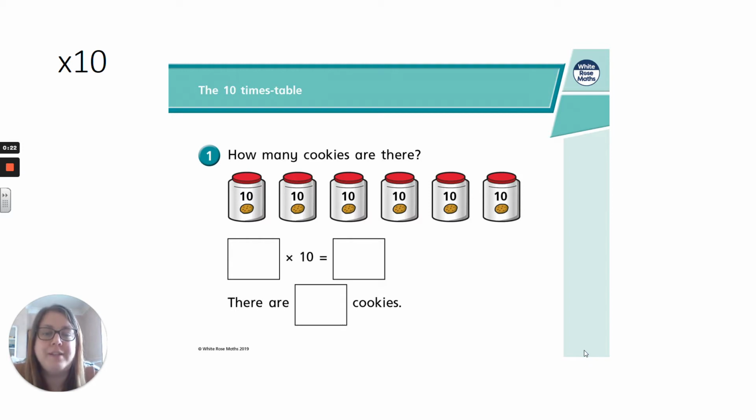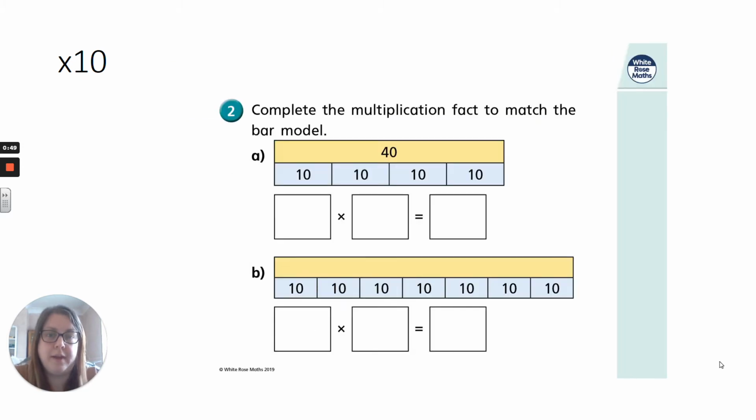How many jars do we have first of all? We've got 6 jars, haven't we? And if we've got 10 cookies in each jar, that means we've got to do 6 lots of 10, doesn't it? 6 times 10. So what's 6 times 10? It is 60, isn't it? So we would write that as 6 times 10 equals 60. So there are 60 cookies. Well done if you did that.